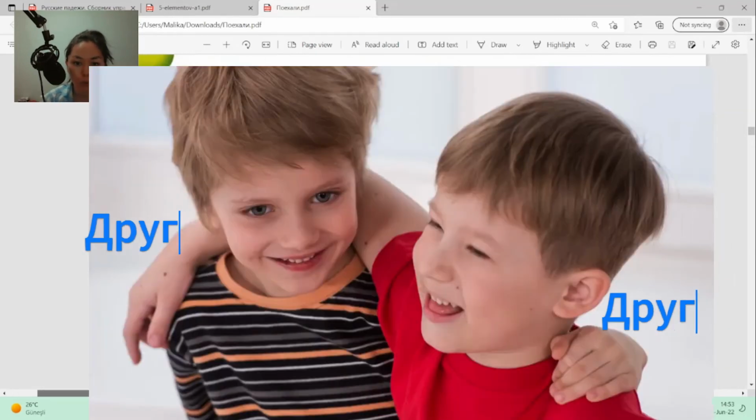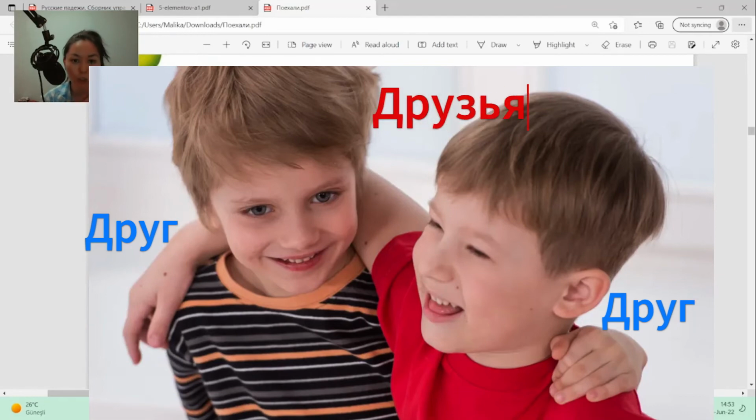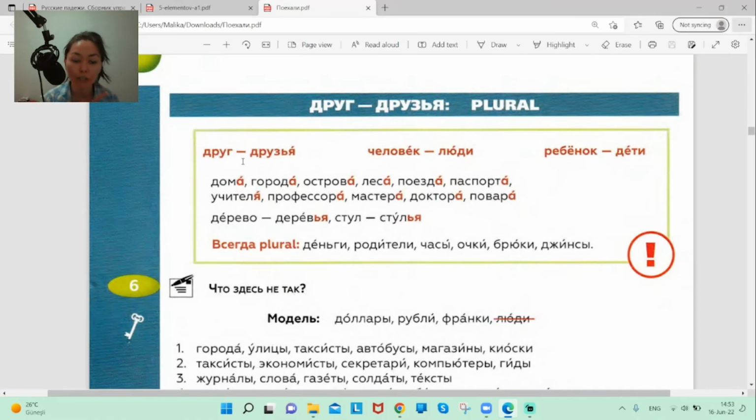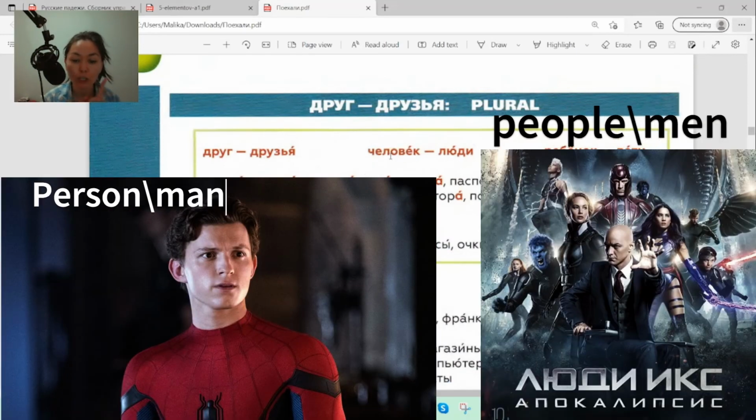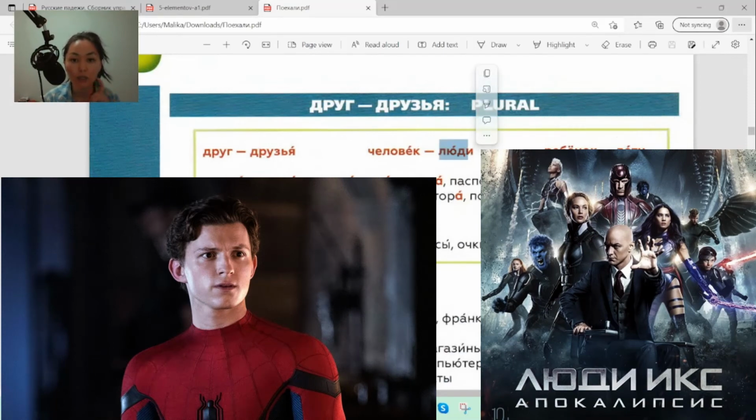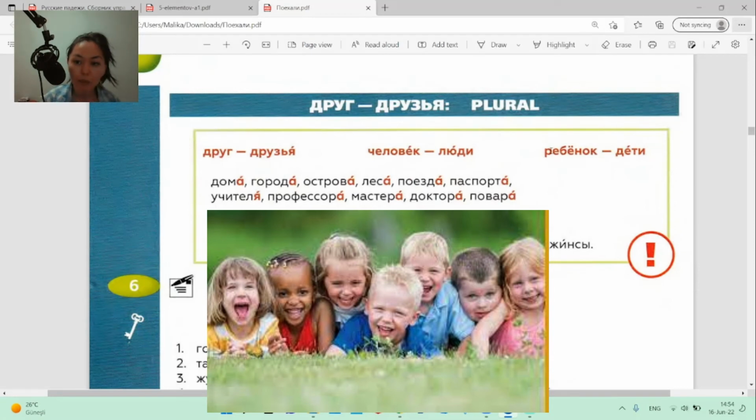Words like друг. Други is not correct. The correct one is друзья. Друг, друзья. Friend, friends. Человек, люди. Человек, one person, one man. Люди, people. Ребенок, child. Дети, children.